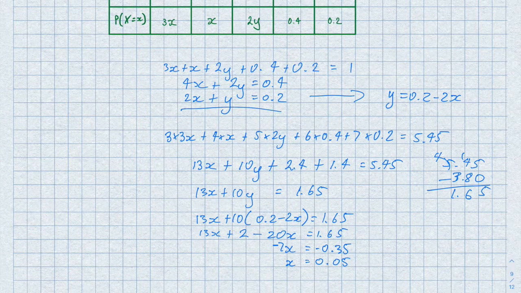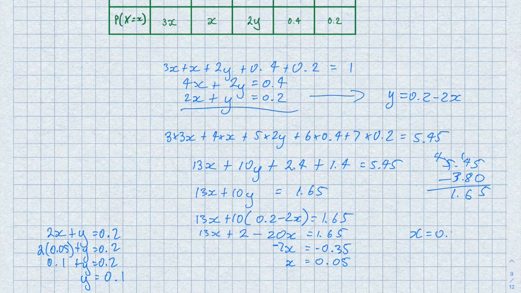Now, I need to also find the value of y. So I'm going to go back to this equation here, where 2x plus y equals 0.2. So 2 times 0.05 plus y equals 0.2, so that's 0.1 plus y equals 0.2. Minus 0.1 from each side, y is equal to 0.1. So x is 0.05 and y is 0.1. Simultaneous equations, I always like to put my answer in a little box like that.